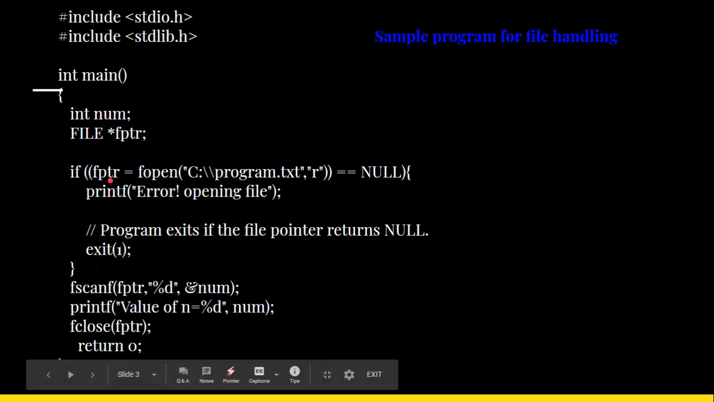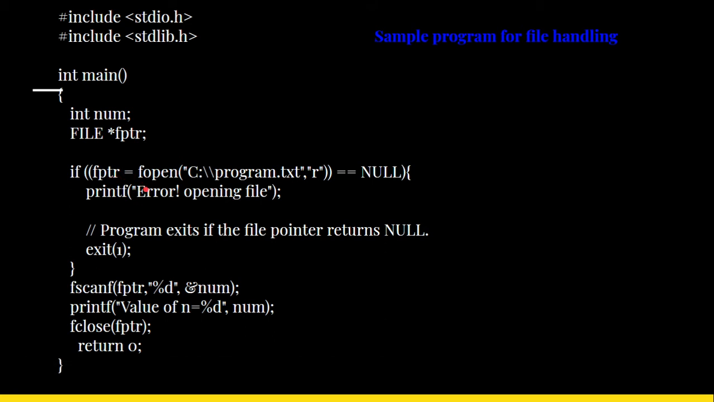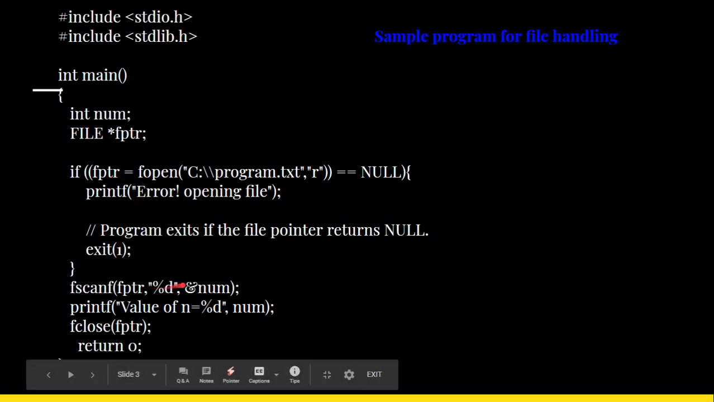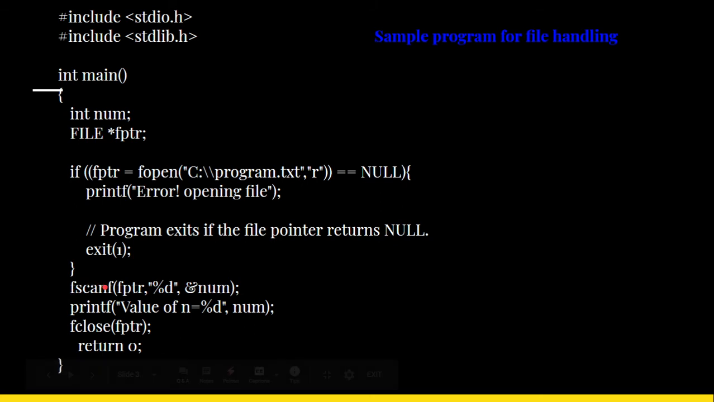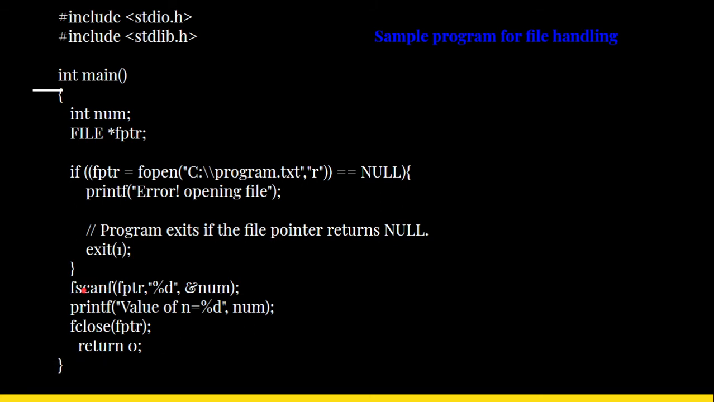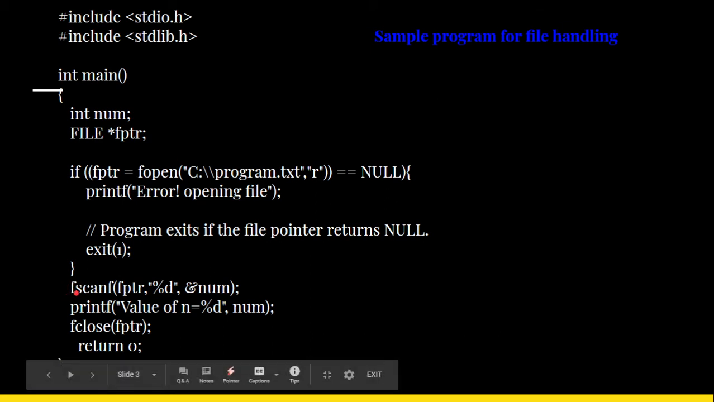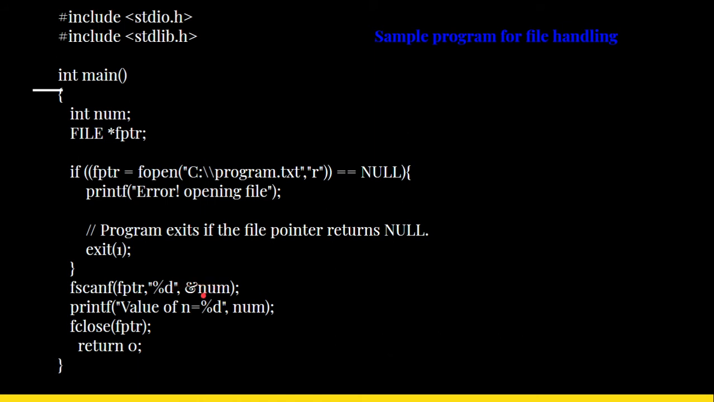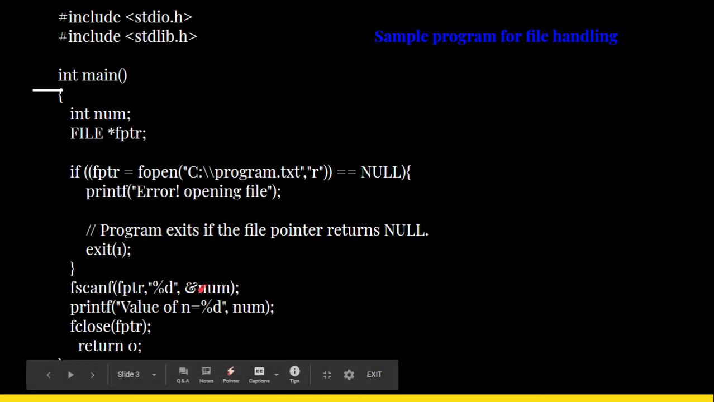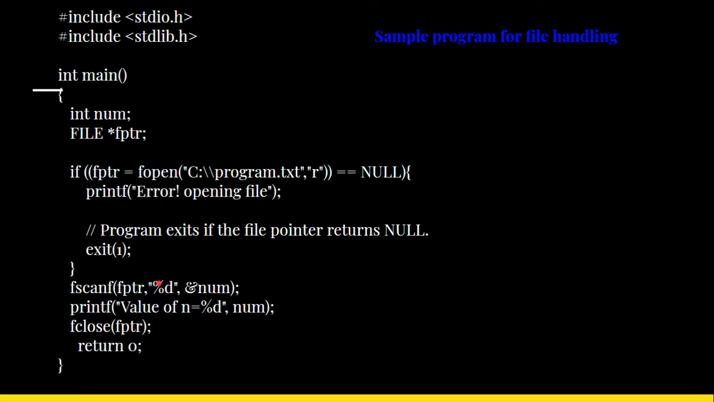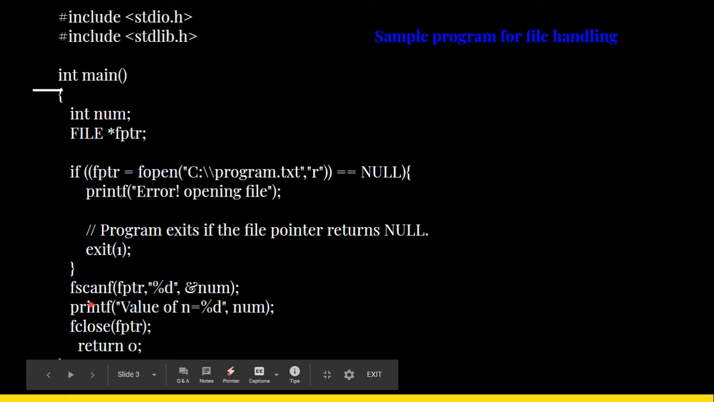So now after checking whether the file can be opened, we are going to read something from the file. So the command is fscanf. If you want to write, you have to use fprintf. Okay, so f is a prefix added to say whether it is a file operation or a normal operation. So fscanf, and then from where? From the fptr, and what are you going to scan? The number. This is as usual the ampersand num, and the format is %d because it is an integer.